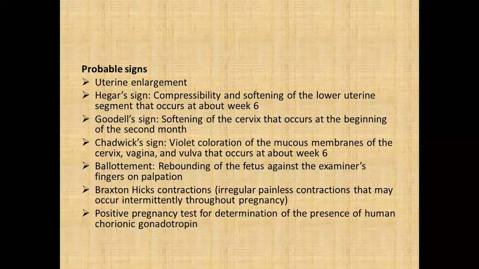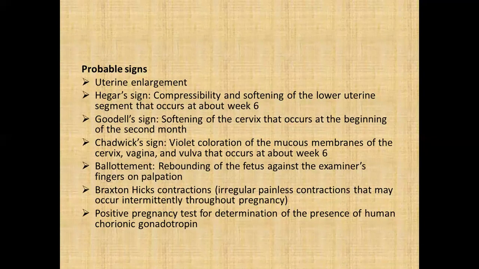The uterus has to enlarge to accommodate the fetus. As the fetus grows, you expect the uterine lining and then the uterus to also enlarge to accommodate. So uterine enlargement, when you see it in your questions or options and you're asking where it falls, understand that uterine enlargement is a probable sign. Then we have these signs: Hegar's sign, Goodell's sign, and Chadwick's.